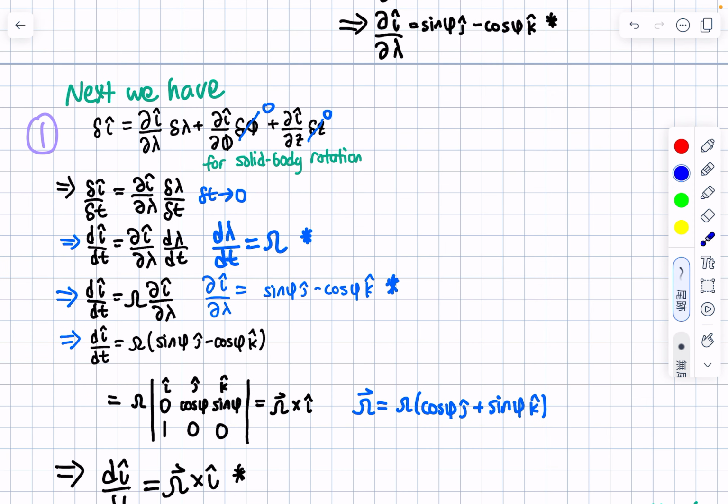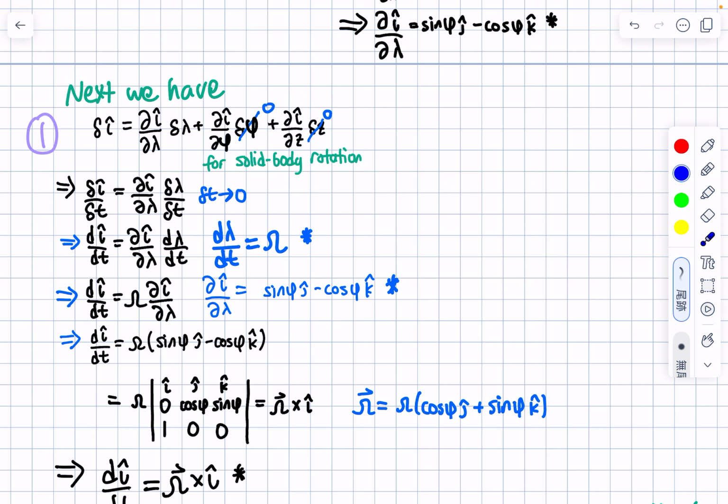Next, we can write delta I using the rule in calculus, which is, you can turn this into this type of form. You can just remember it's delta I equals partial I partial lambda delta lambda plus partial I partial, I believe this is phi. Let me write that. Phi. Partial I partial phi delta phi plus partial I partial z delta z.